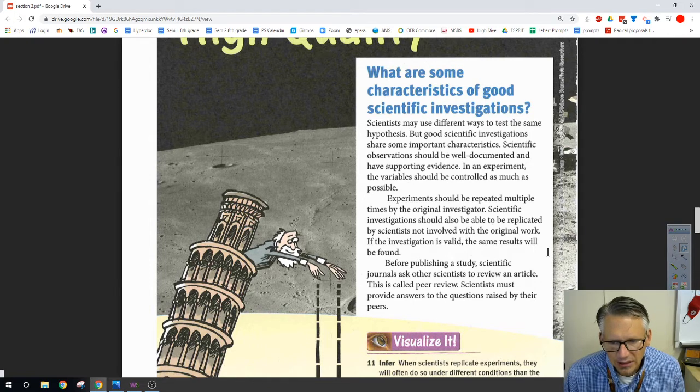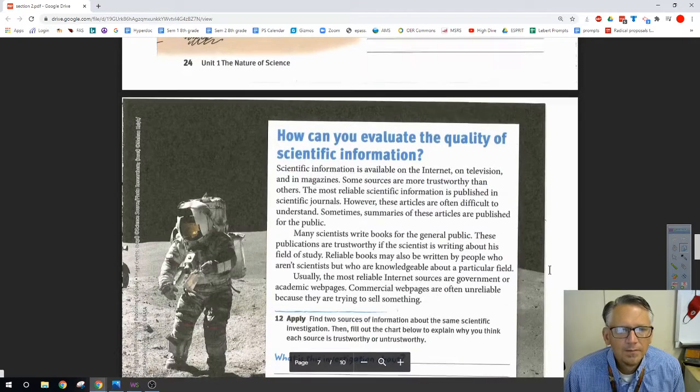Before publishing a study, scientific journals ask other scientists to review an article. This is called peer review. Scientists must provide answers to the questions raised by their peers.